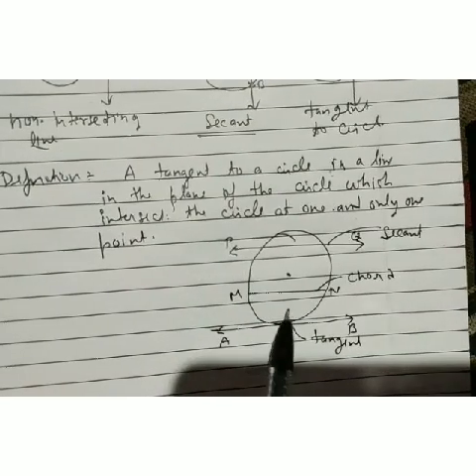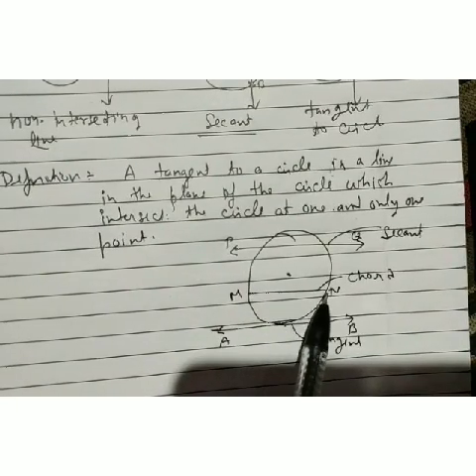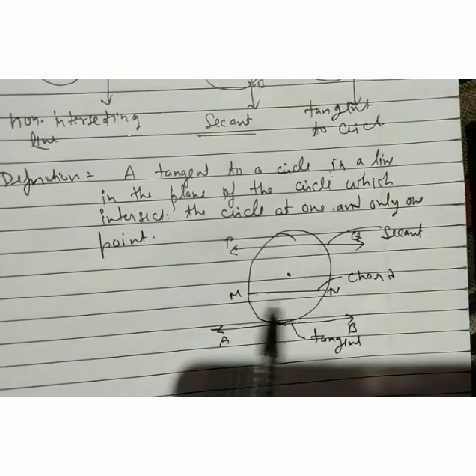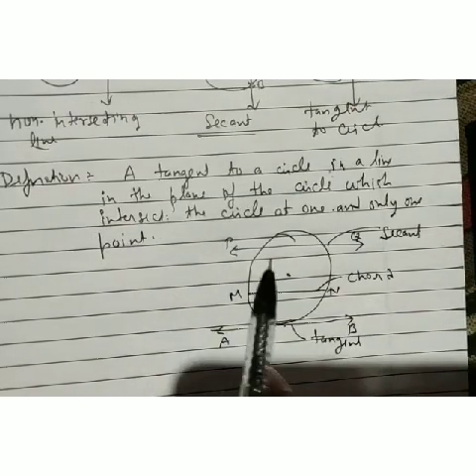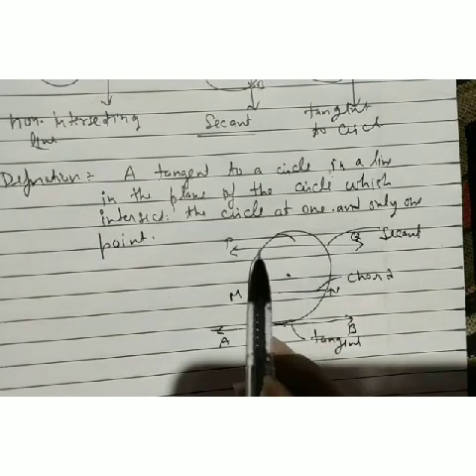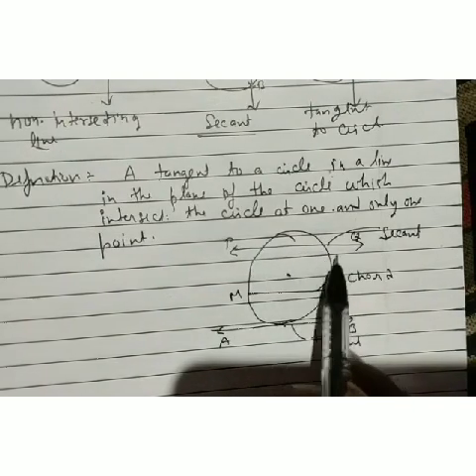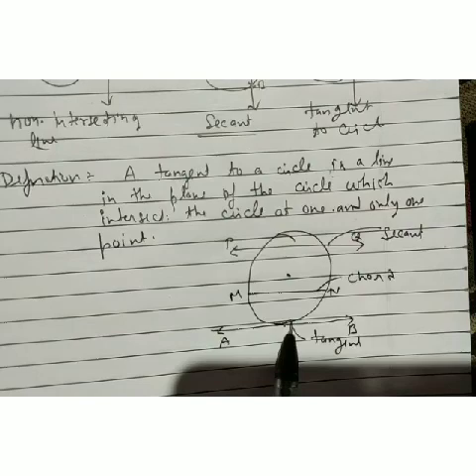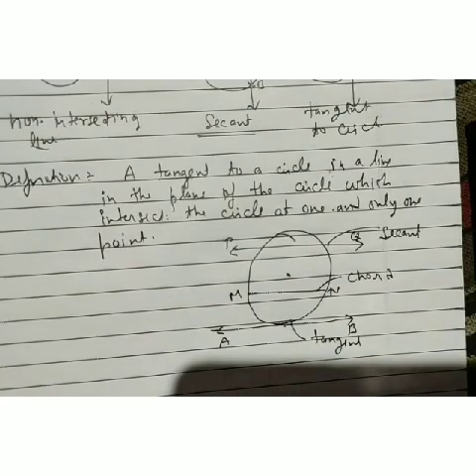What is a chord? A chord is a line segment having its endpoints on the circle. What is a secant? A secant is a line that passes through two points of the circle. What is a tangent? A tangent to a circle is a line which intersects the circle at exactly one point. You have to remember this figure, so don't be confused.